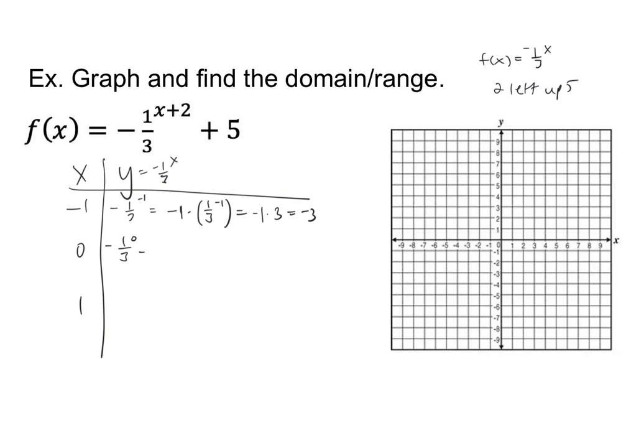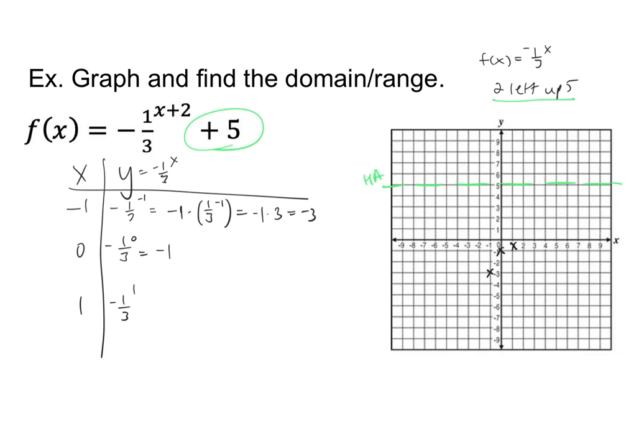-1/3 to the 0 power is -1. And -1/3 to the first power is -1/3. So -1 over down 3, 0 over down 1, and 1 over down 1/3. So this is before these transformations have happened, the 2 left and up 5. I know I have a horizontal asymptote at 5, so I can go draw that in.